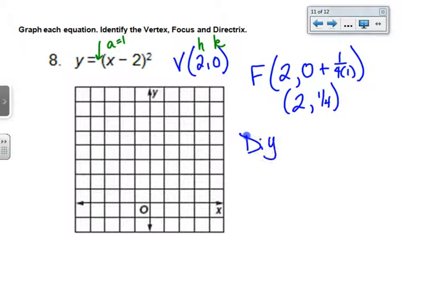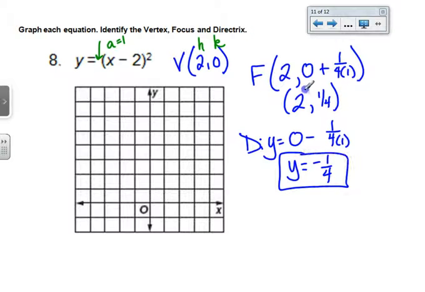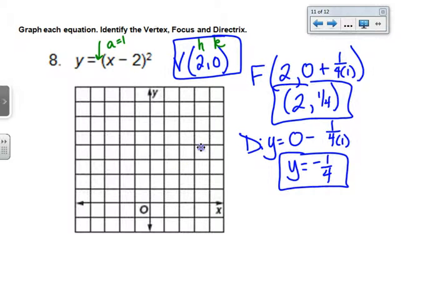The directrix is equal to k, which is 0, and then minus the 1 over 4a. And you might get really good at realizing that 1 over 4a is the same for every part of that problem, so you don't have to keep calculating it once you do. But 0 minus 1/4, of course, is going to be y equals negative 1/4 for my directrix equation. So I have found all 3 components that they were looking for. Of course I should graph it, but I'm kind of in a rush, so I'm not going to.